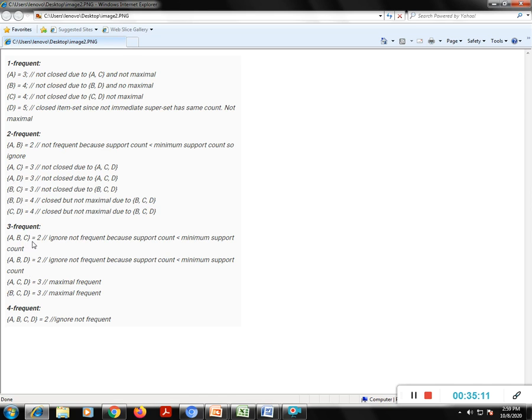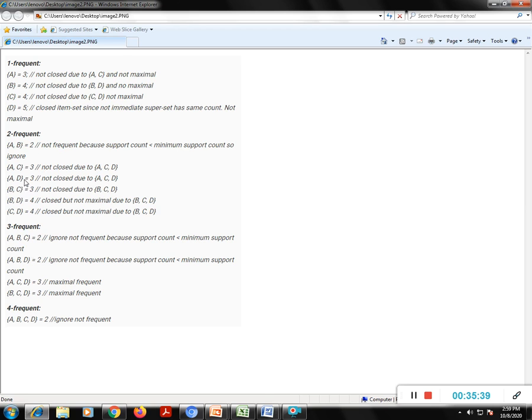ABC again has value 2, so we can't consider it as a frequent item set, and we just ignore it because we are not going to mark it as blue. Then what is next? ACD. ACD has its count as 3. What is the count of AC? 3. As the counts match, 3 and 3, AC is also not a closed item set.